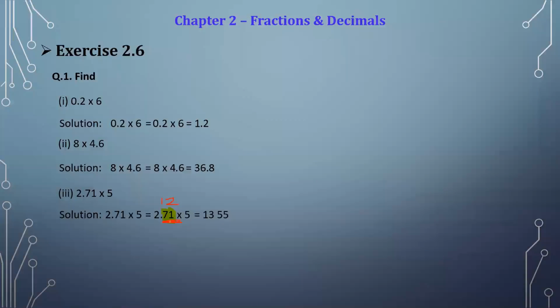So 2 digits are present after the decimal point, and therefore in the final answer also 2 digits should be present after the decimal point. Those 2 digits are 5 and 5. So we are going to place the decimal point between 13 and 55. In this way we are solving the product of a decimal number and a whole number.